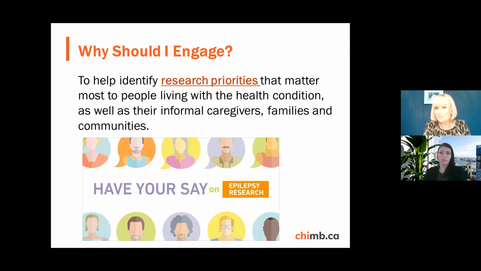So an example of this would be in a rheumatoid arthritis study, researchers felt that the number one priority for people with lived experience was pain management. And when they engaged patient partners and their families in a research priority setting exercise, what they discovered was it was actually fatigue that was the number one priority. And so they actually changed their research project based on this.